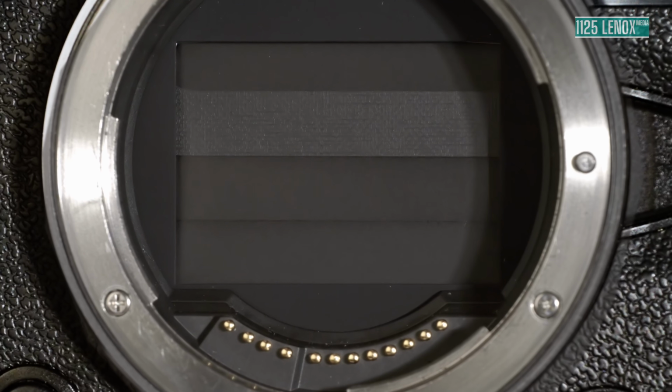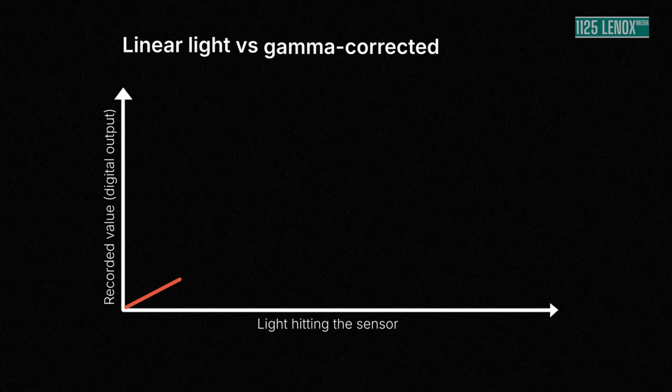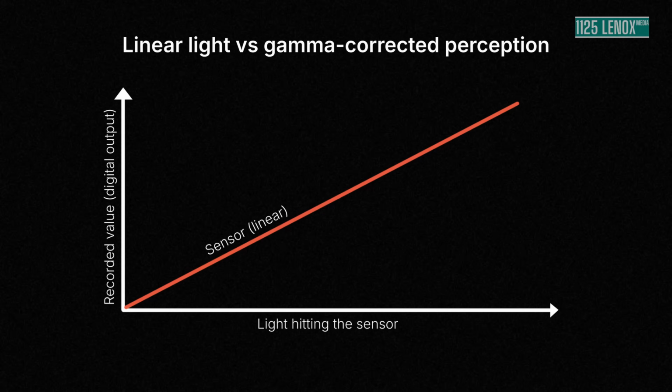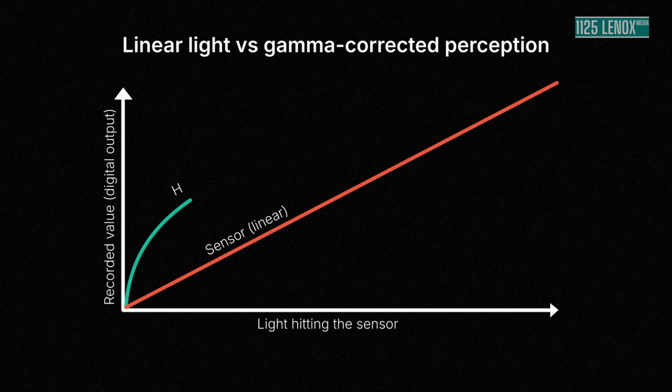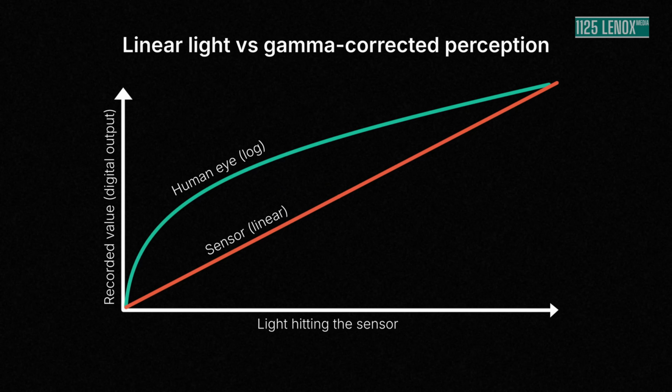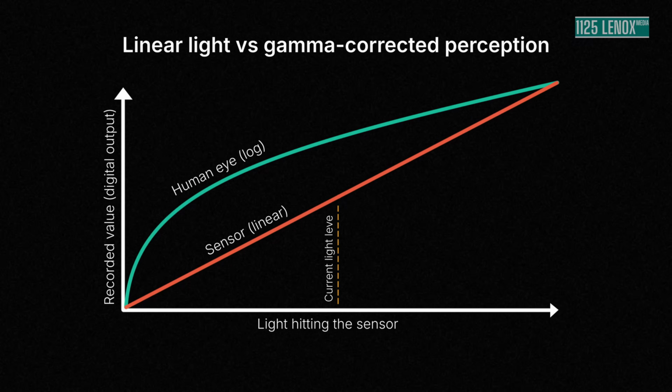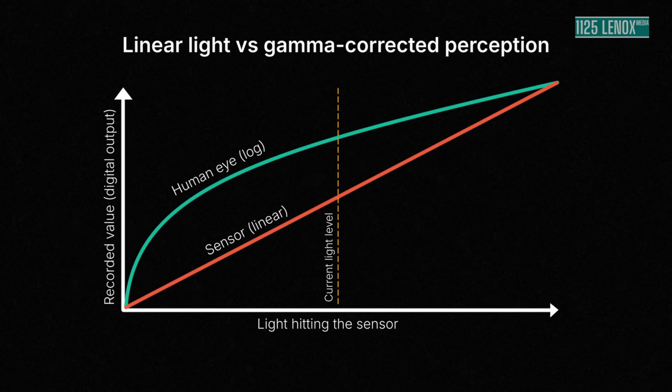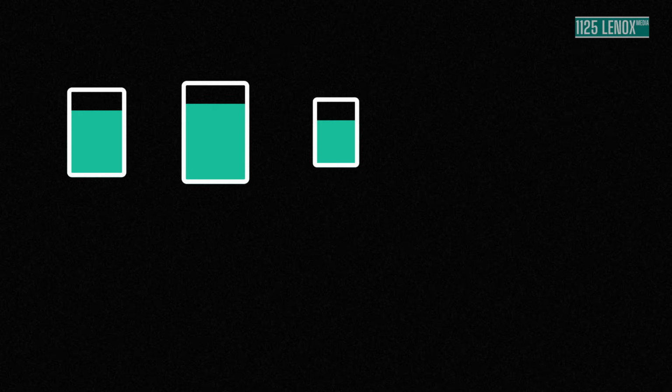Every modern digital cinema sensor or digital camera sensor is a linear device by nature. What do I mean by that? When light hits the sensor, it generates an electrical charge. That electrical charge is in direct proportion to the light. So double the light, double the charge. It's basic physics.